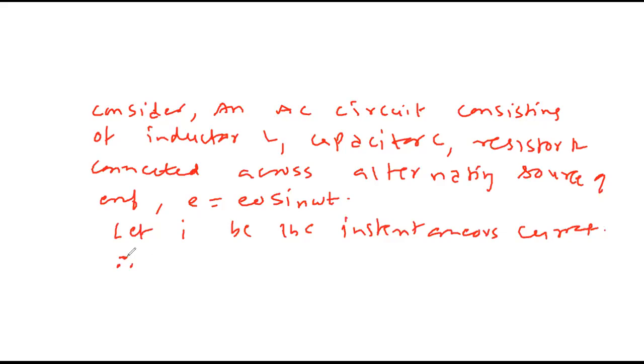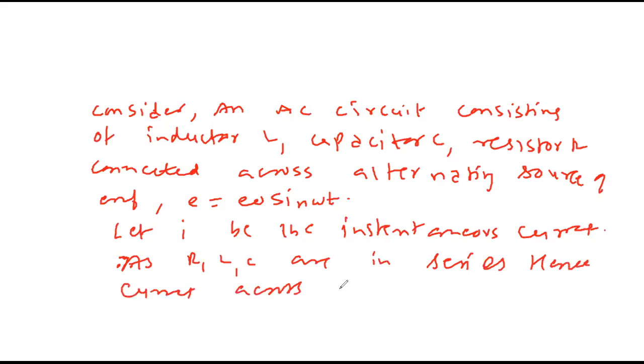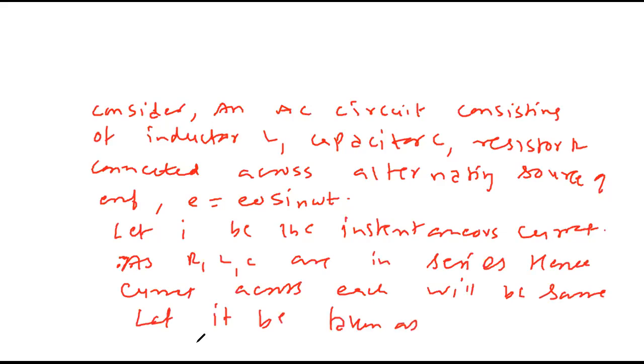Therefore, as L, C, R are in series, hence the current across each will be the same. Let it be taken as I equals I0 sin omega t, equation 1. Two more lines, right? Then I'm rubbing this and coming to the actual picture.